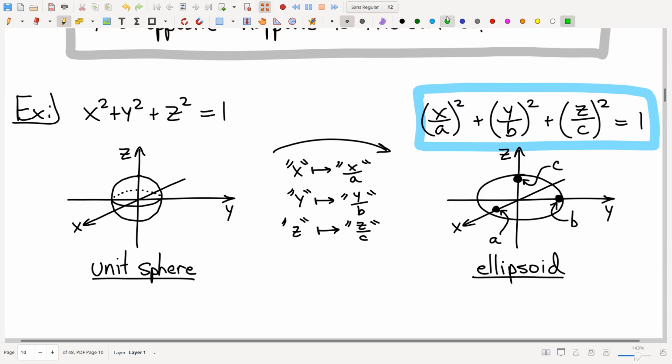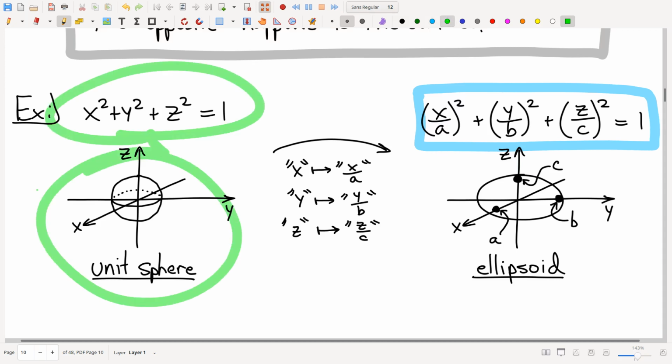And the answer is I'm going to go back to, well, I already understand this. This green one's easy. And understanding that as I do, and seeing, for example, that x just gets replaced with x over a, as I have here. What is the opposite of dividing by a? Well, magnifying, stretching in the x direction, stretching by a factor of a. And so my unit sphere gets stretched outward in the x direction.